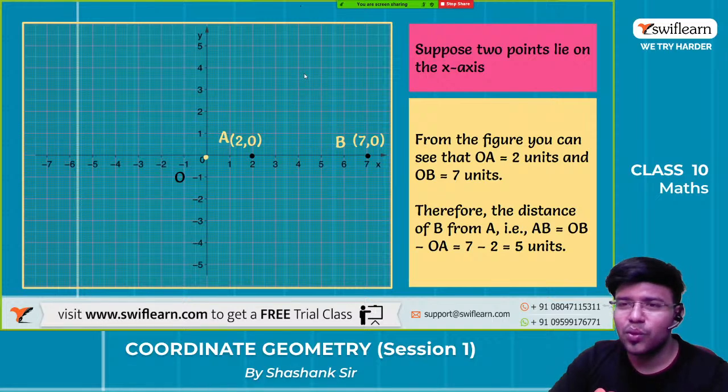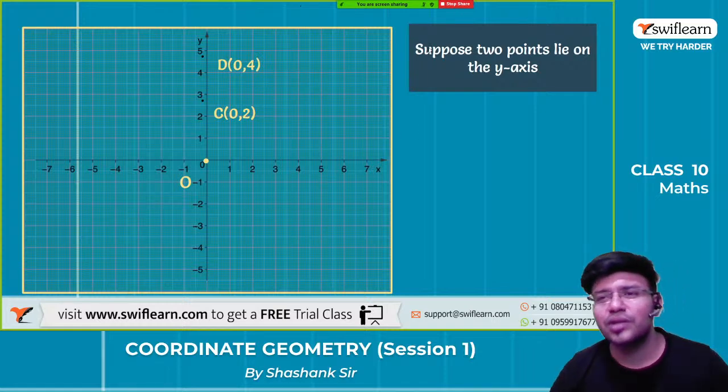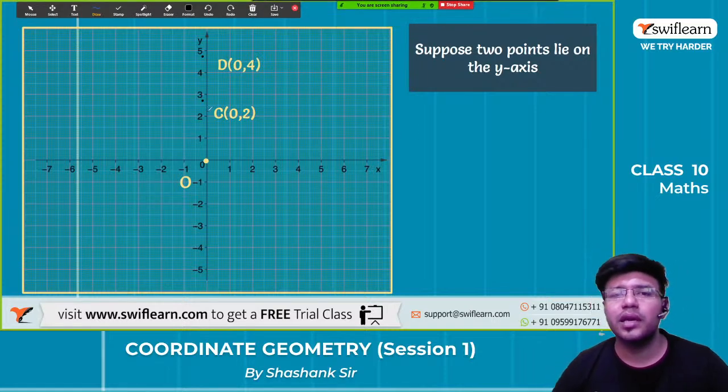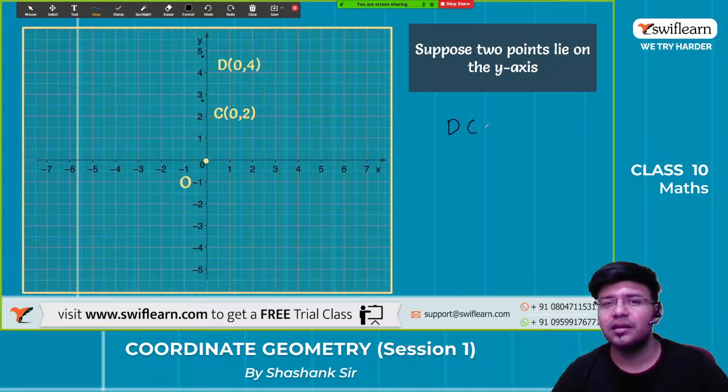OB is 7, OA is 2. 7 minus 2 will give us 5 units. Okay, this is the distance of AB. Now, suppose there are two points on the y-axis, C and D. We know how to find the distance between point C and D, or DC. You can find DC distance by finding OD distance minus OC distance.